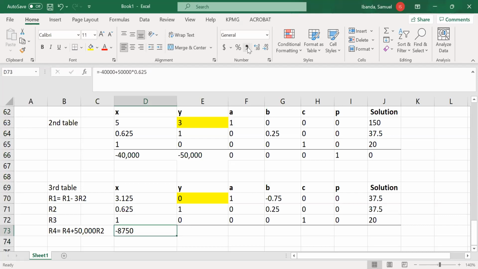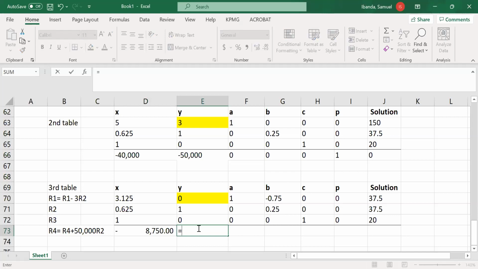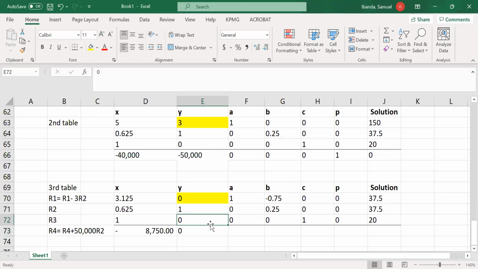So we get negative 8750. That is what we basically have. So this will give us a 0, you can just test it: negative 50,000 plus 50,000 times 1. Basically it gives us a 0, and that was our aim. Our aim was to get a 0 here. So let's try this out and see.